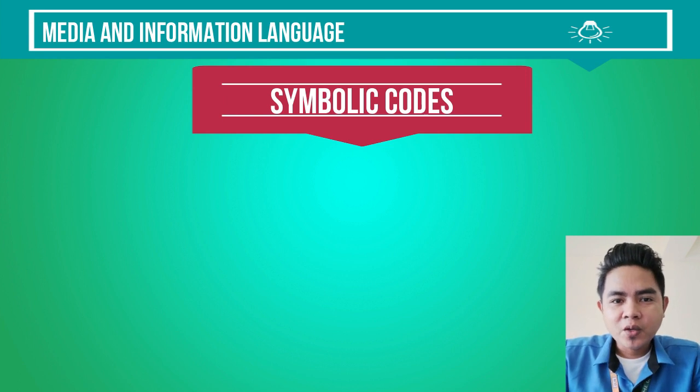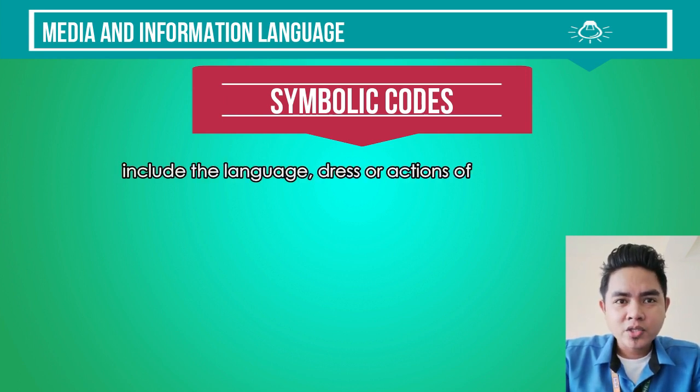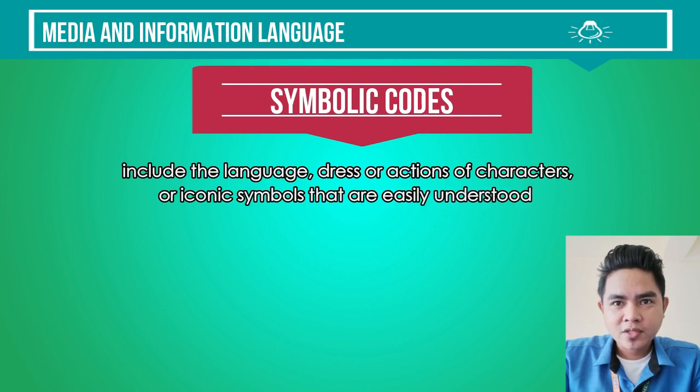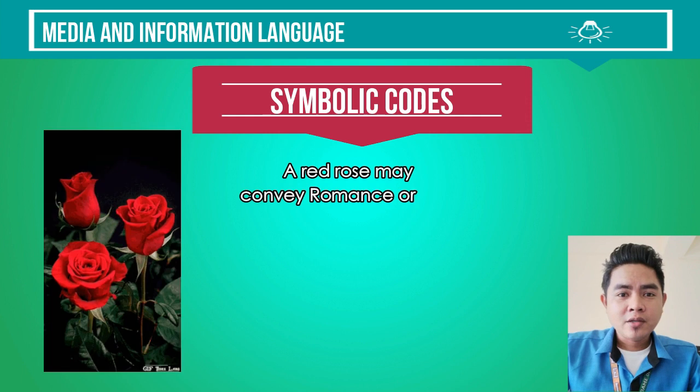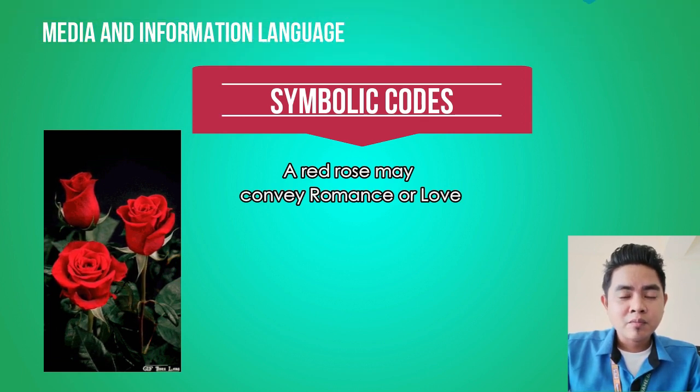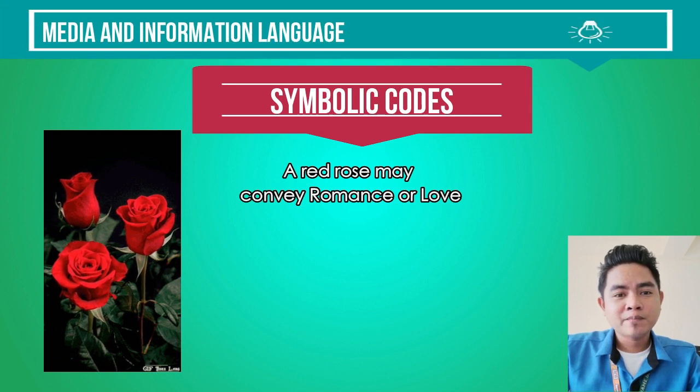So ayon dito, symbolic codes includes the language, dress, or actions of characters or iconic symbols that are easily understood. So, ibig sabihin, in symbolic symbol, we have different interpretation to the things that we see. For example, a red rose. A red rose may be used symbolically to convey romance or love. So, pag binigyan ka ng red rose, for example, binigyan ka ng loved ones mo ng red rose sa'yo, no? You interpret that the red rose, it convey love, no?